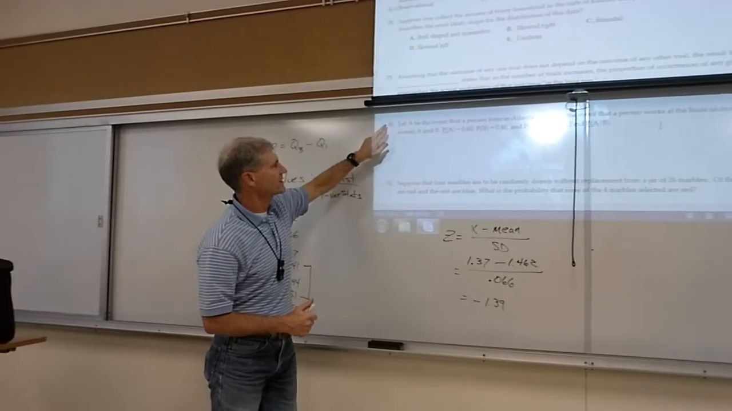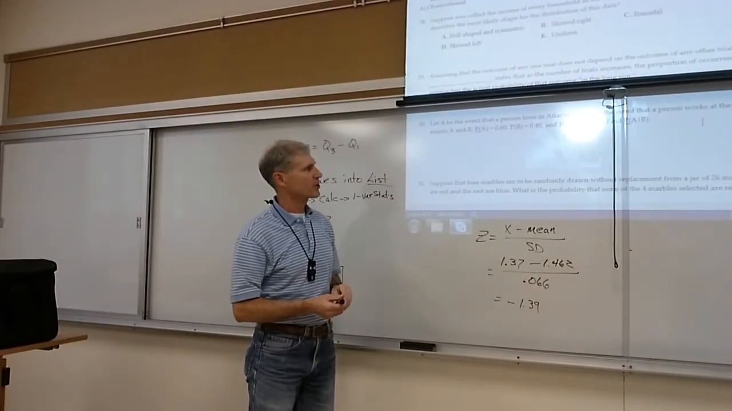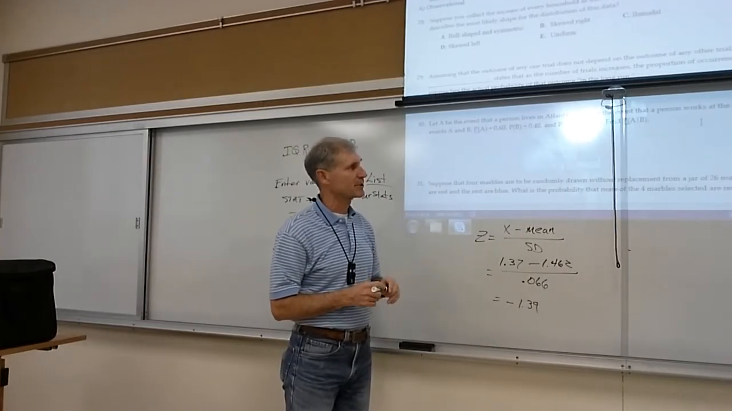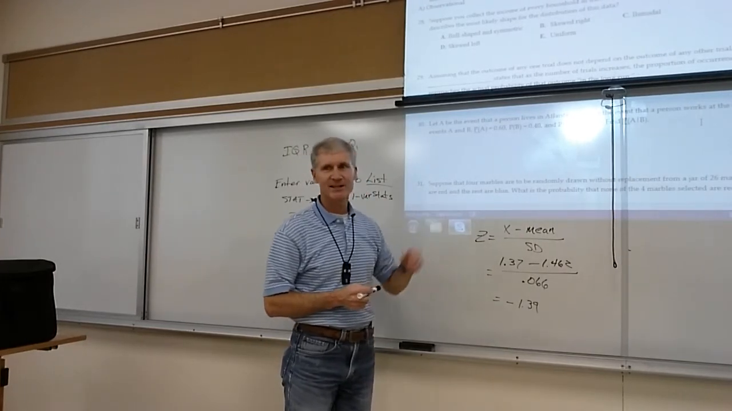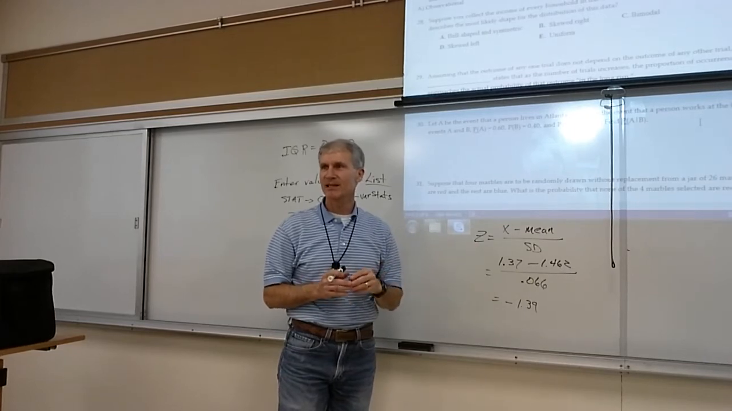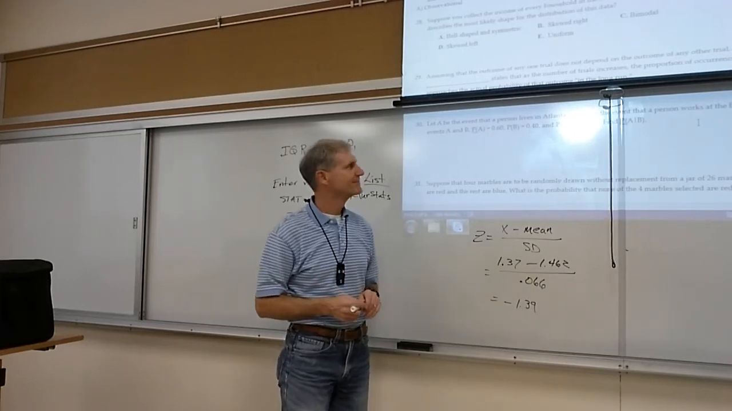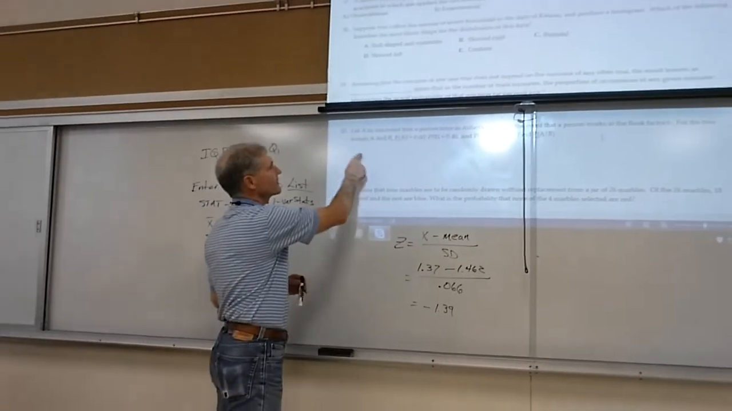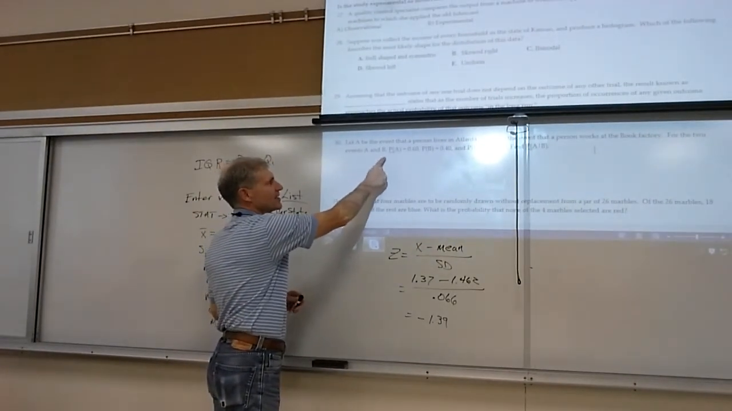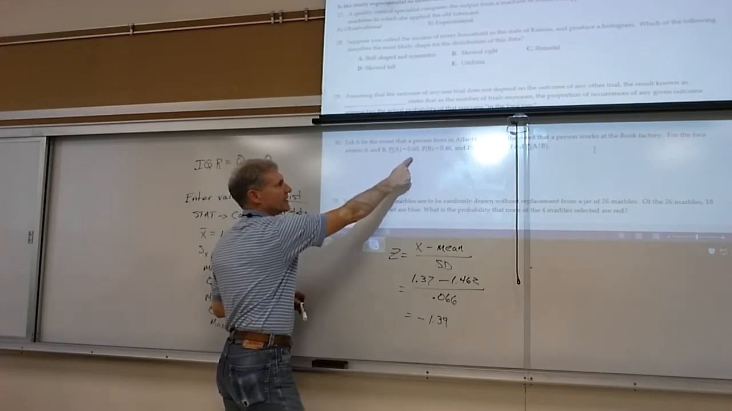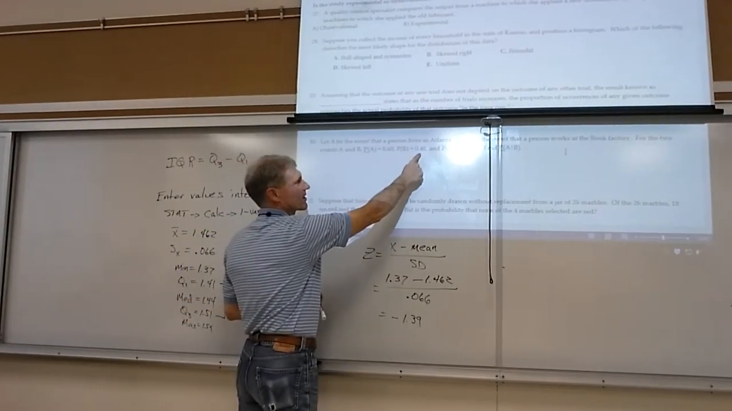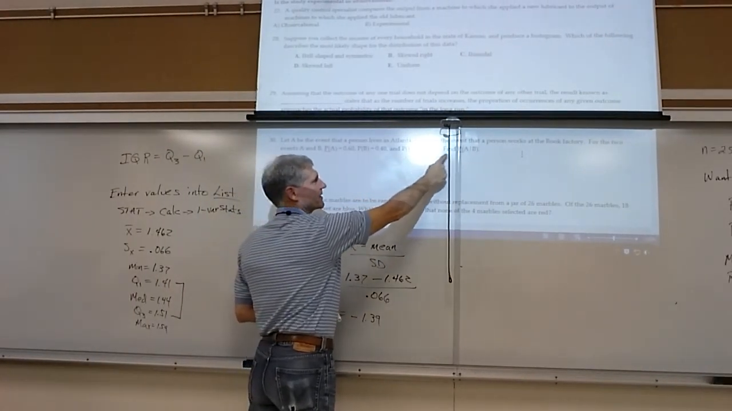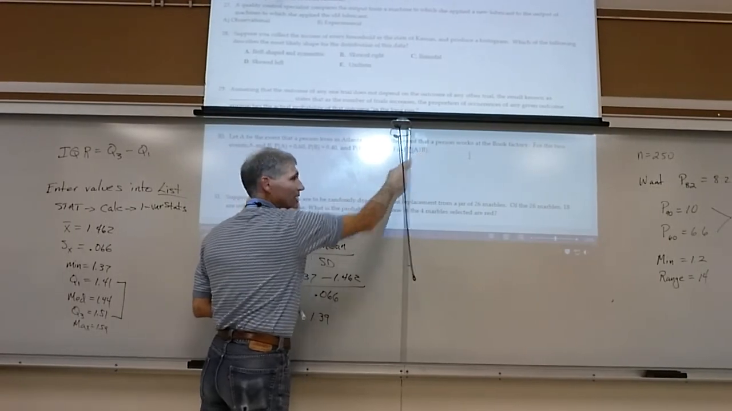Okay, number 30 says, let A be the event that a person lives in Atlanta, and let B be the event that a person works at the book factory. You see what I did there? A, Atlanta, B, book factory. Maybe you're not as impressed with that as I was. For the 2 events, A and B, the probability of A is 0.6, probability of B is 0.4, probability of B given A is 0.5. Find the probability of A given B.